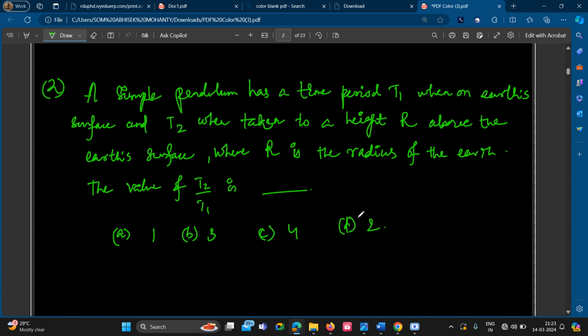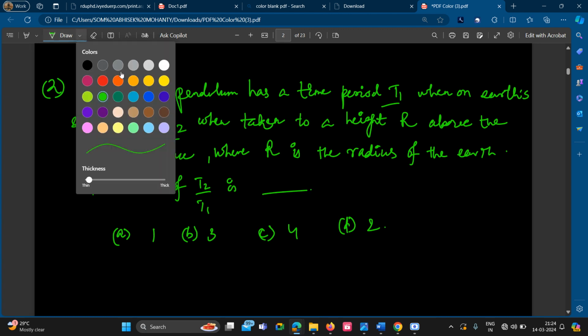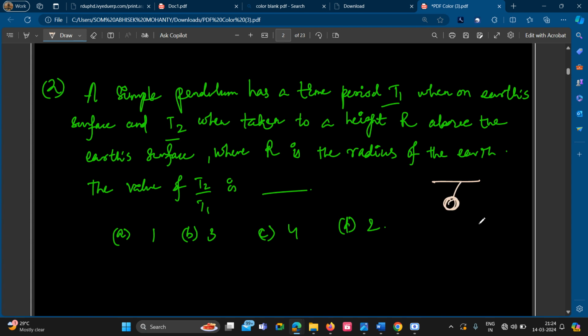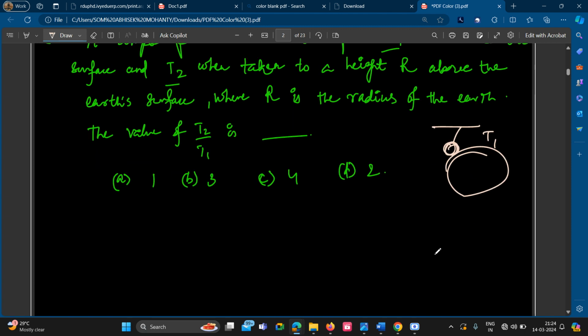Okay. So a simple pendulum has a time period T1 when on Earth's surface and T2 when taken to a height R, where R is the radius of the Earth. The value of T2 by T1 is how much? Okay. So what does the question say? The question says there is a simple pendulum here. When on Earth's surface, its time period is T1. But when we take this pendulum to a height R, where R is also the radius of the Earth, this time period changes to T2.